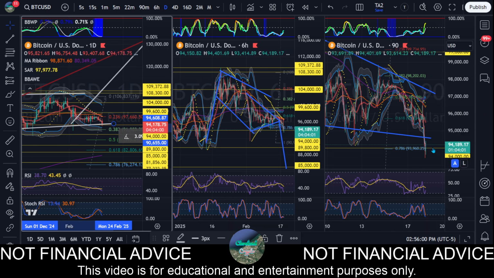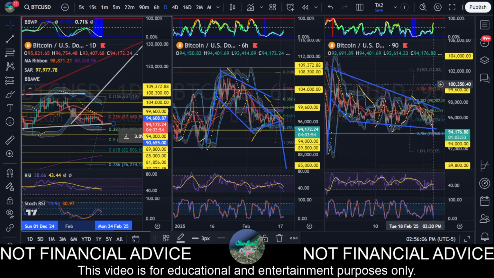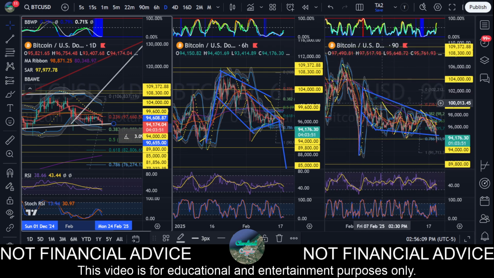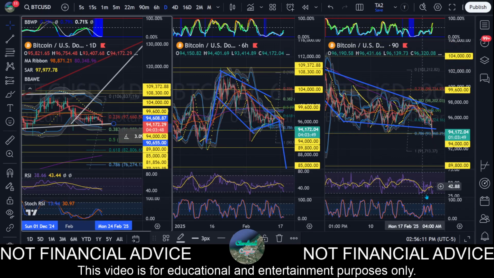That is if we don't reverse from here. Pop back up, you know, 97, try to get back up over the top side of this bull flag on the 90-minute chart. Possibly. Let's see if it can happen.